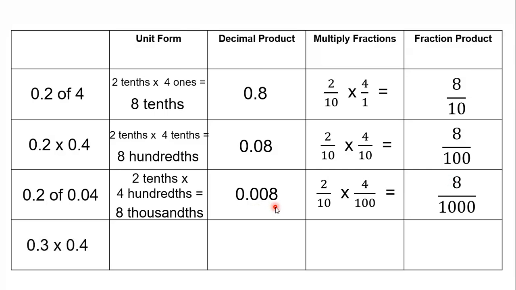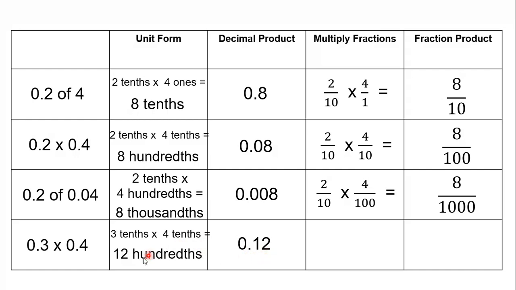Finally, we have 3/10 times 4/10. Let's first write this in unit form. We have 3/10 times 4/10. 3 times 4 is 12, and tenths times tenths is hundredths. So we have 12/100, which we can write as 0 and 12/100.